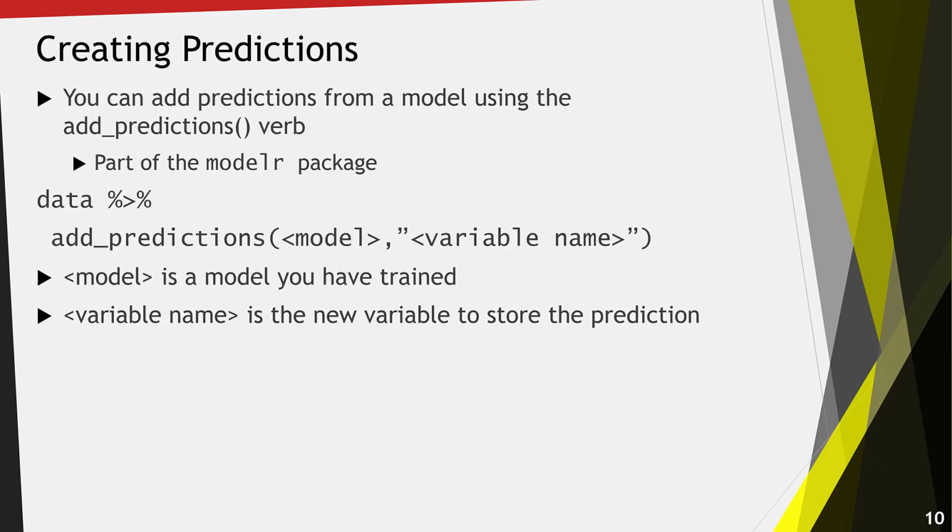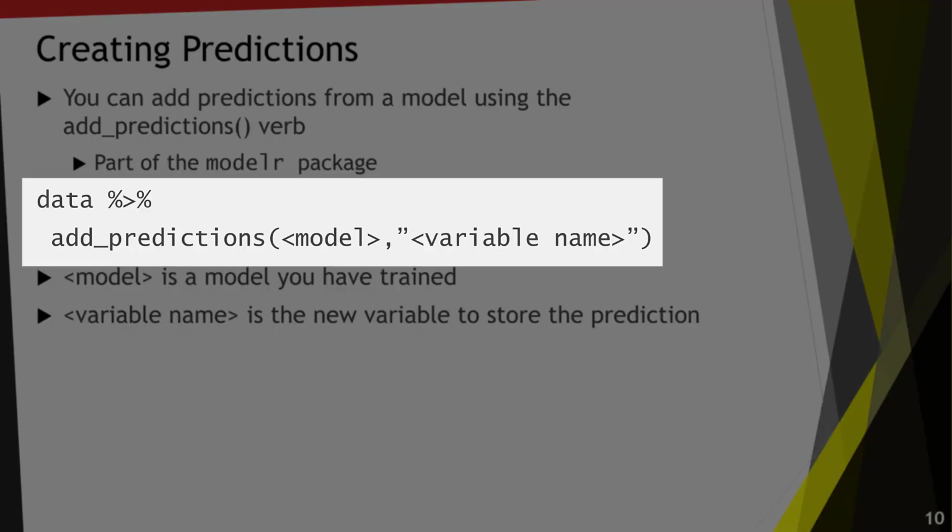Now that we've determined that formula using the modeling tool, we might actually like to create predictions. You can add predictions to a tibble of data using the add_predictions verb. This verb is part of the modelr R package, which provides many handy functions for adding predictions, computing errors, and so on. The way add_predictions works is you'll take a tibble of data, you'll pipe it to add_predictions.